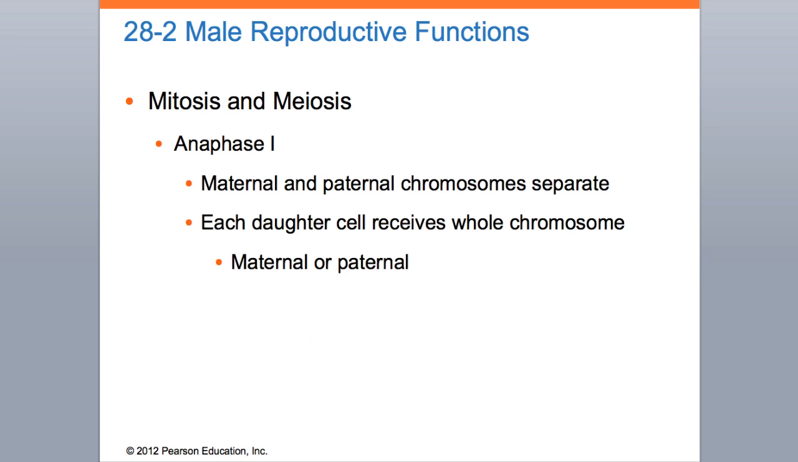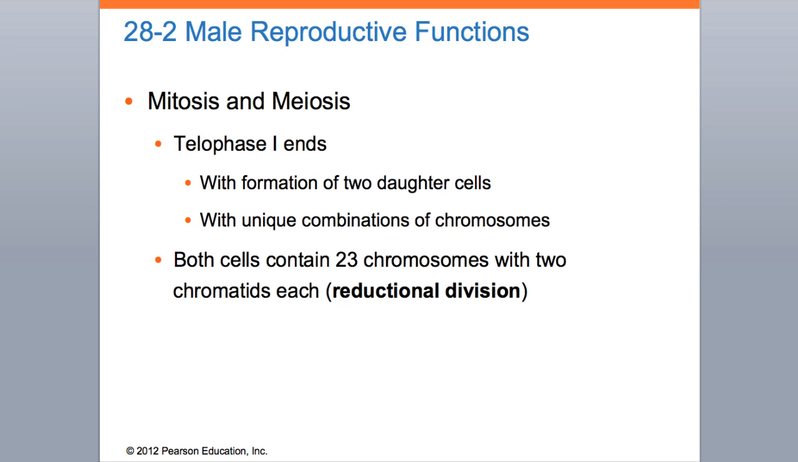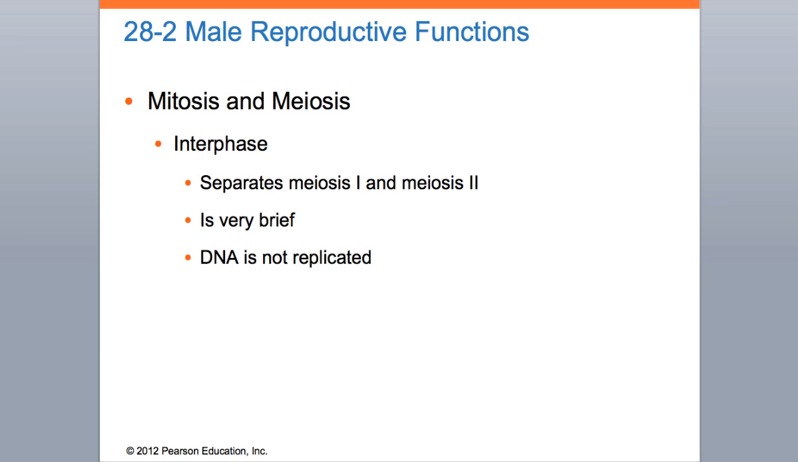Continuation. Now, the author here is letting you know that it's a reduction division because meiosis starts off with 46 chromosomes and ends up with 23. So that's why it's called a reduction division. Next slide.